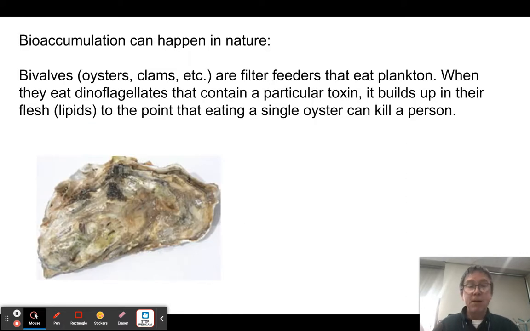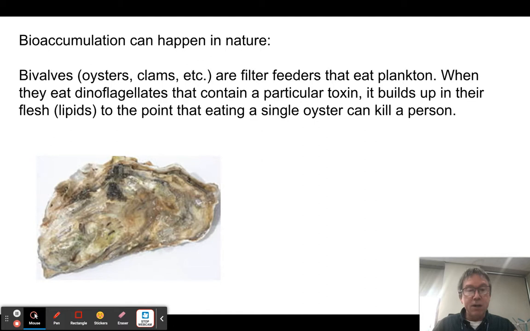Now, listen, bioaccumulation is not something that humans invented, right? It happened before DDT. A common one is a toxin that causes paralytic shellfish poisoning. It's present in these marine algae called dinoflagellates. When there's a lot of them, the water turns a reddish color, so they sometimes call it a red tide. It happens when water gets warm in the summertime, in the United States and other parts of the world.